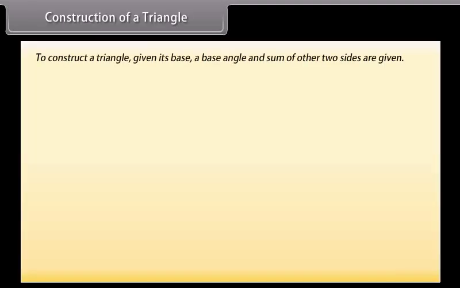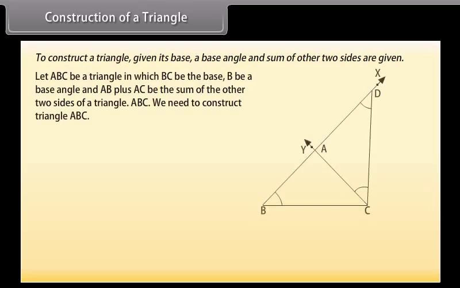Construction of a triangle. To construct a triangle, given its base, a base angle, and sum of other two sides are given. Let ABC be a triangle in which BC be the base, B be a base angle, and AB plus AC be the sum of the other two sides of a triangle ABC. We need to construct triangle ABC.